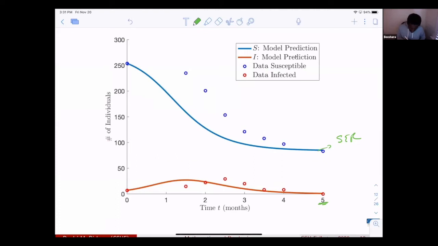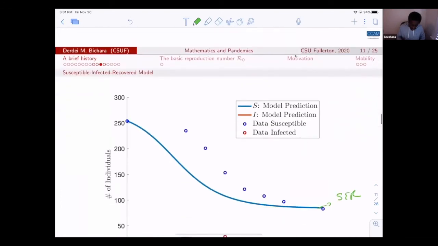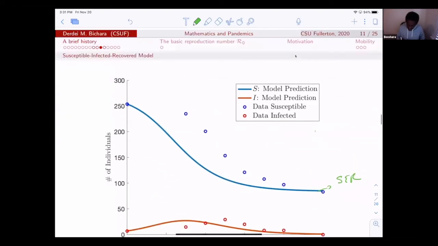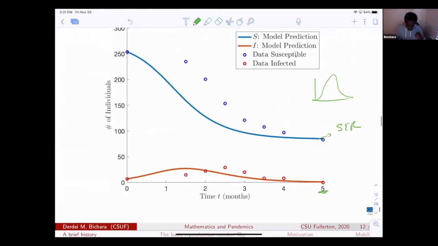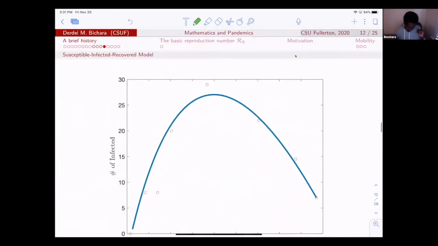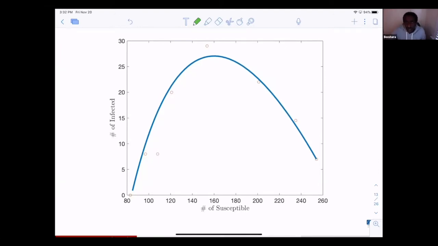And as you can see, the curve went up and down. And of course, that's because beta is quite low here. If beta is not low, as you might suspect, we'll get something like this. Here, the data are kind of fine, but they don't look very accurate. But if we do a phase plane in terms of the proportion, the data are much better.